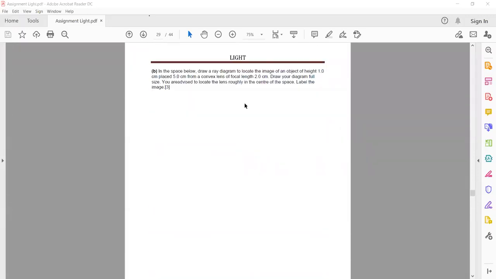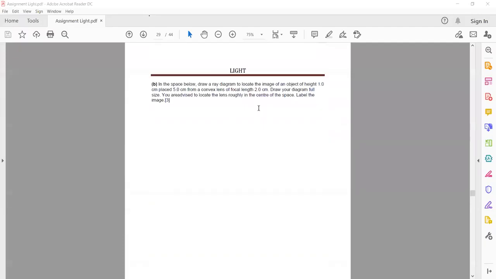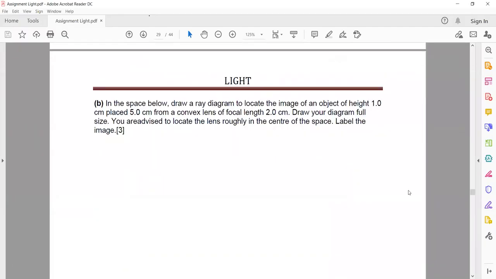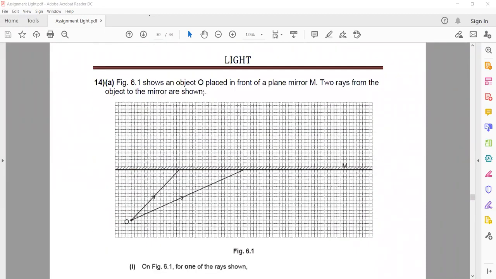In this question, in the space below, draw a diagram to locate the image of an object of height 1 centimeter placed 5 centimeter from a lens of focal length 2 centimeter. We did this type of question, so you can solve this one as we practiced. The height is given, the focal length is given, so you can draw this.